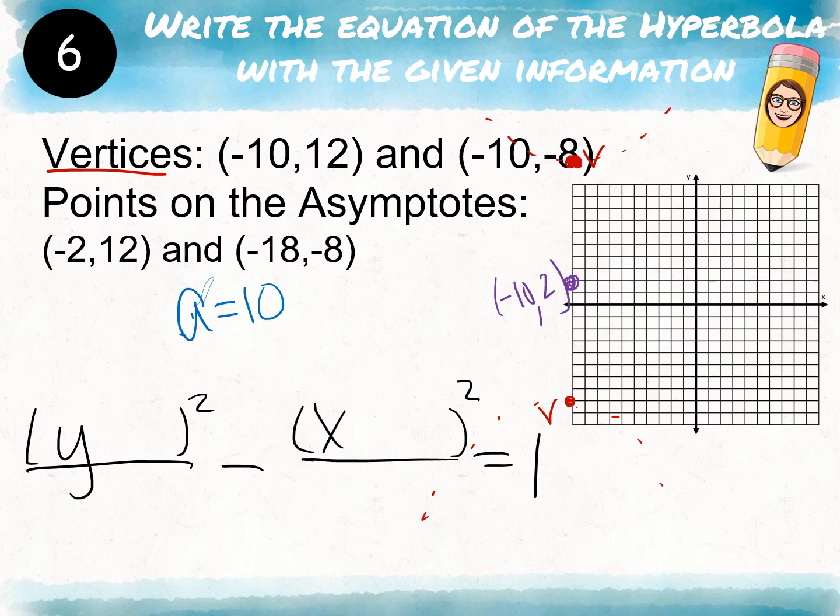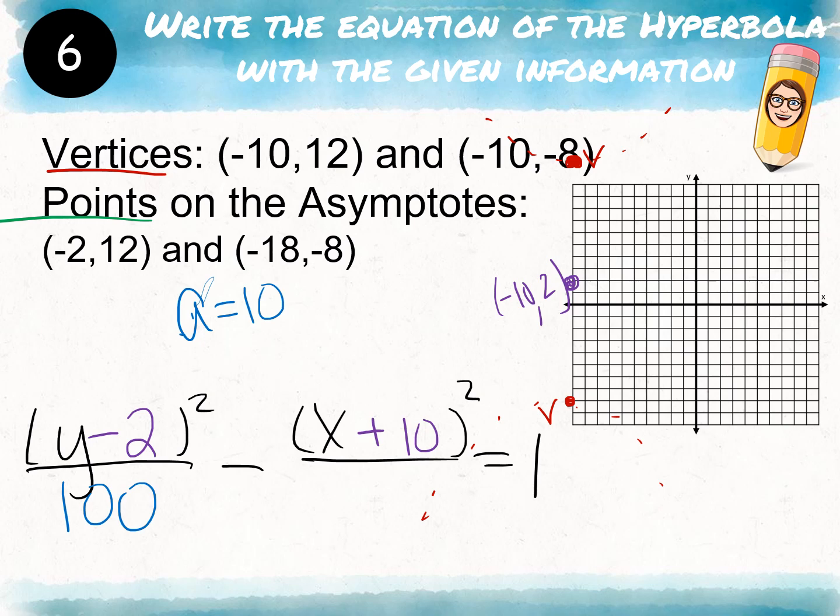So let's fill that in. My x says negative 10, I write positive 10. My y says positive 2, I write negative 2. My a value, we said a is 10, so that means my first number is 100. a always comes first in a hyperbola. Gotta memorize that. B value, I need some asymptote information, so let's talk about these points on the asymptotes.